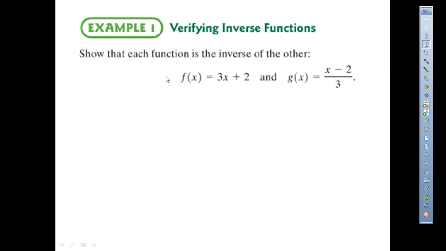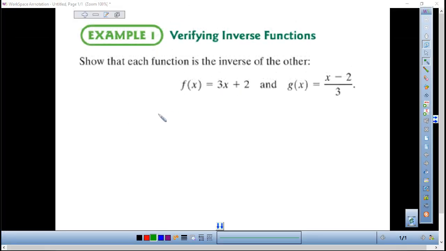Alright, so the first example here is we're going to show that each function is the inverse of the other. Now remember, to prove that they're inverses, all you have to do is do the composite, and if it simplifies down to x, then you've shown all you need to show. So let's do a composite. We're not going to do both of them because we don't actually have to do both of them. We want to just do one. So we're going to do f of g of x.